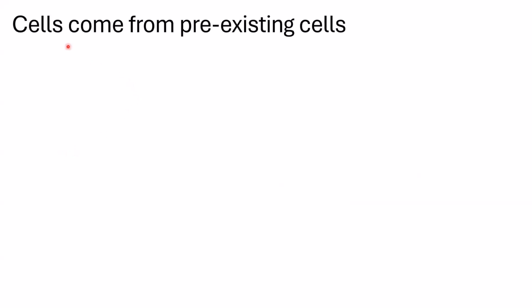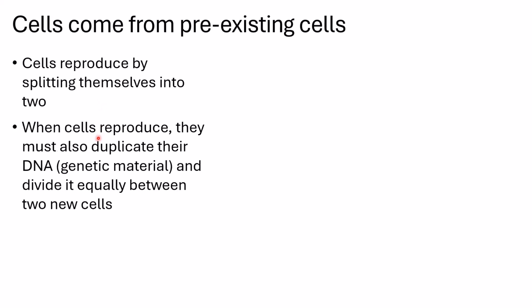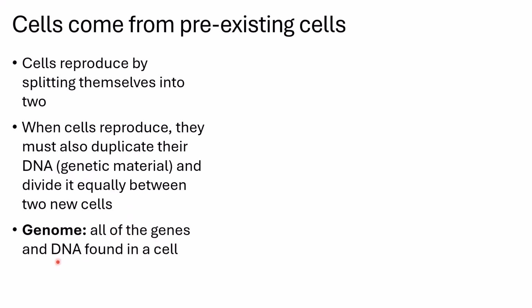As the cell theory states, all cells come from pre-existing cells. New cells are formed by cellular reproduction, which involves a cell splitting itself up to form two new cells. When cells reproduce, they also need to duplicate their DNA so that the two new cells each have their own copy of DNA. The genome refers to all the genes and DNA in the cell that need to be duplicated.